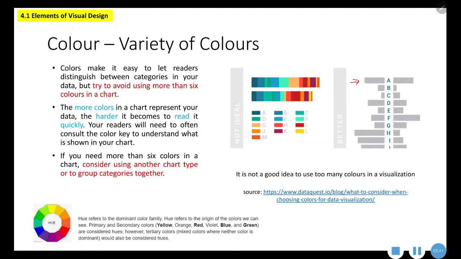But before that, you will see the term hue. So what is hue in color? It refers to the dominant color family. So hue refers to the origin of the colors that we can see. We have primary, secondary colors, yellow, orange, blue, and so on. So these are what we call hue. I hope that you are not confused with the term hue, because we'll see this term used in the next slides to come.